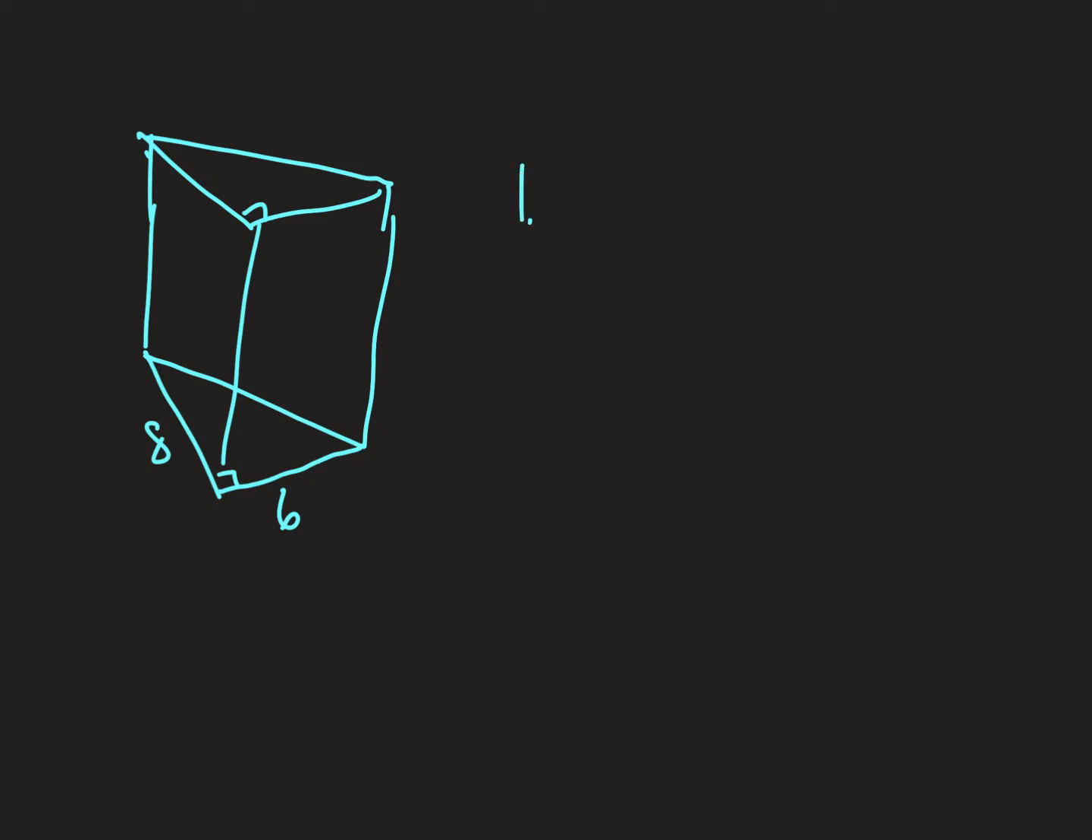So we're going to do 1/2 times 6 times 8, because that's the area of the bottom. And then I need to multiply it by however tall it is. So let's say it's going to be 20 tall.